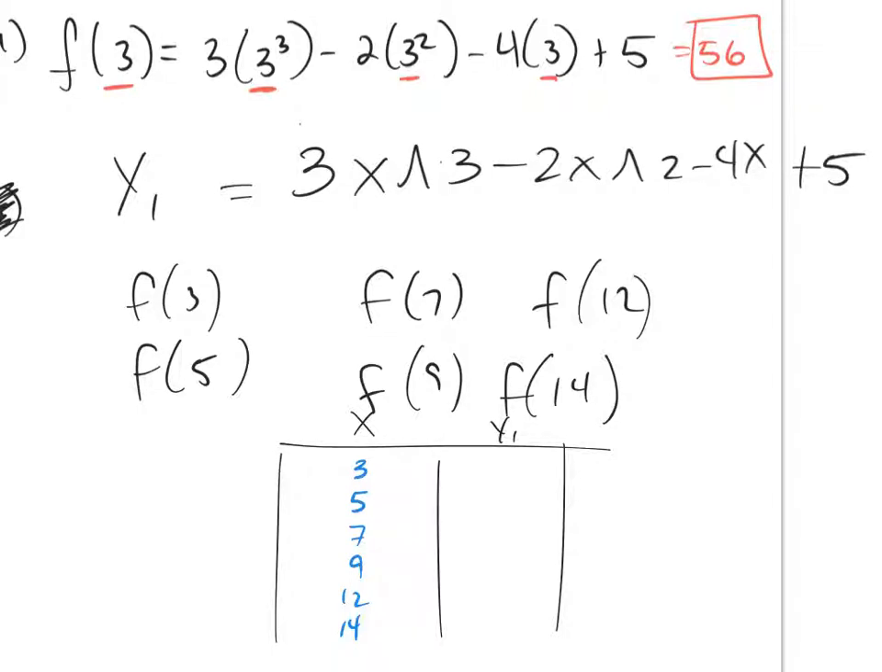Second, and then graph, table. Now you can just type in the numbers and do 3, enter, 5, enter, 7, enter, 9, enter.